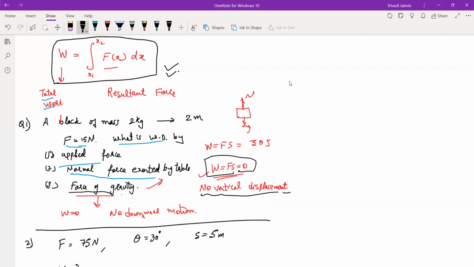And what about this question? Force is given as 75, theta is 30 degrees, and displacement is 5. You can give me an oral answer, no need to use pen and paper. W is equal to F s cos theta. So 75 into 5 into cos 30.